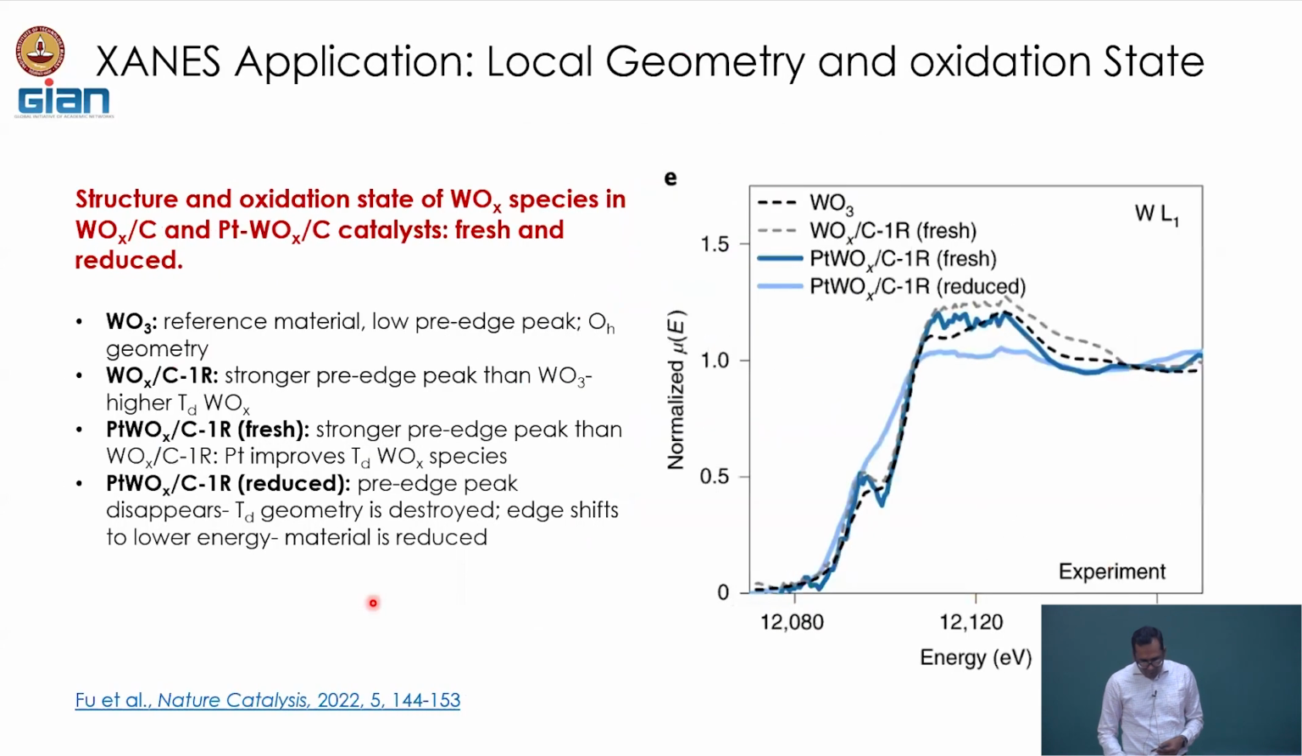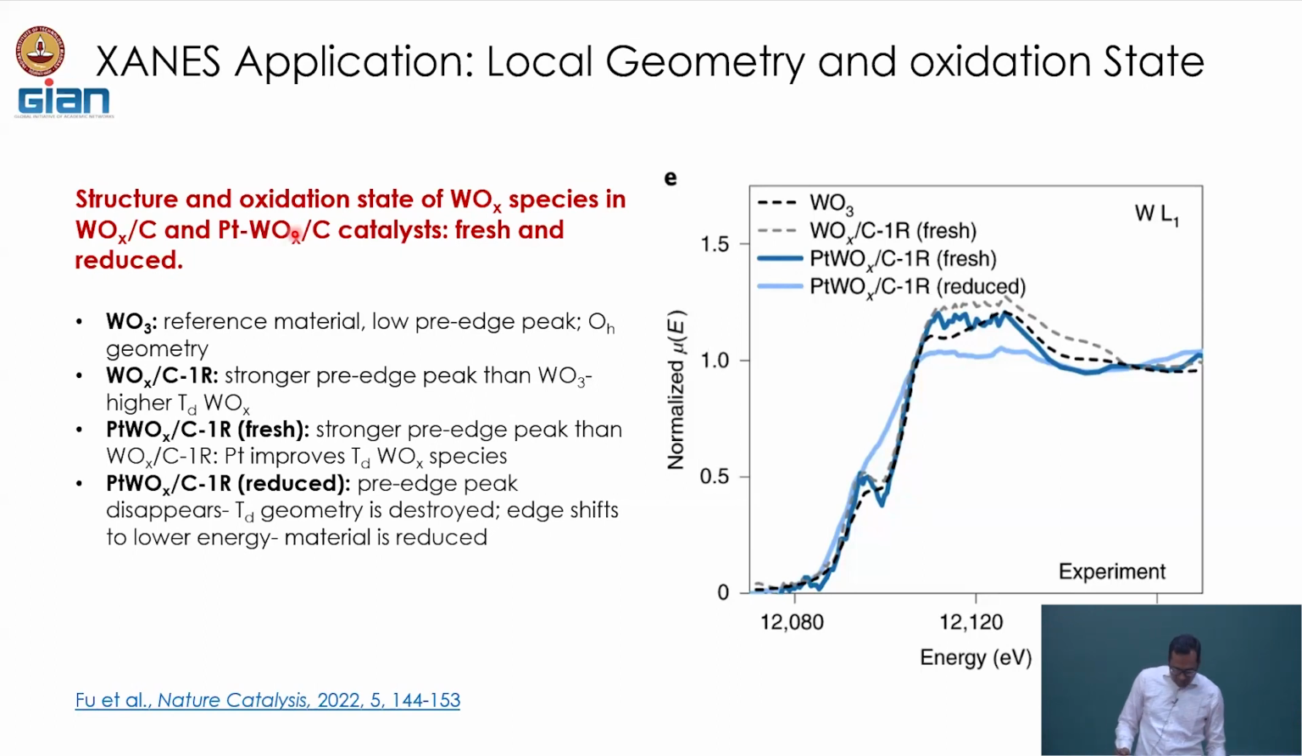Okay, apart from the local geometry, we can also have information on the oxidation state, and here we have several samples. So one sample is tungsten oxide deposited on a carbon support. In another case, we have tungsten oxide deposited on carbon support, but now we have added platinum as a promoter or another material to the catalyst, correct?